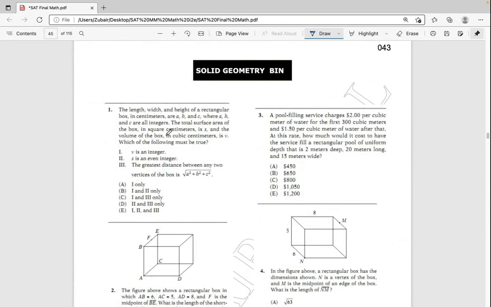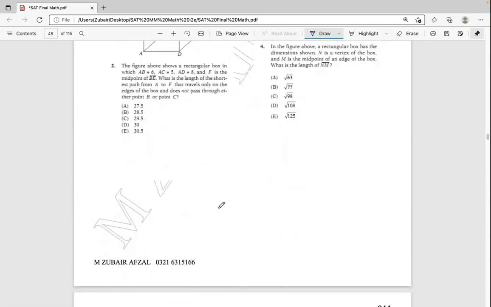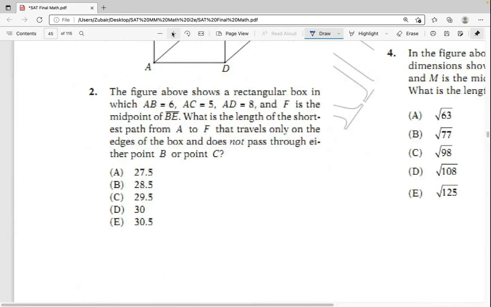Next is solid geometry. This is no new concept. Basic questions, again, like area, volume, perimeter, lengths. Let's start with question 2, then I'll come back to number 1.